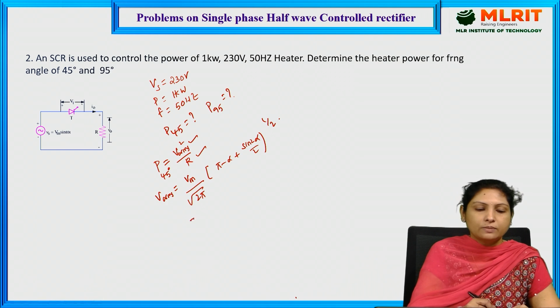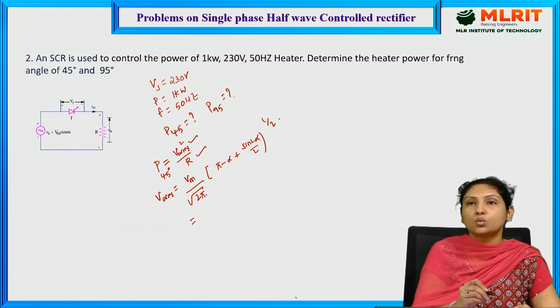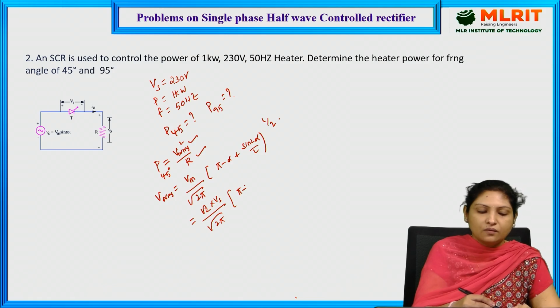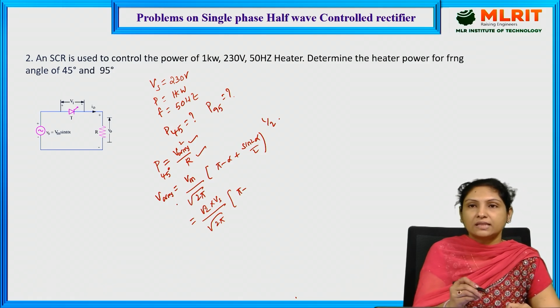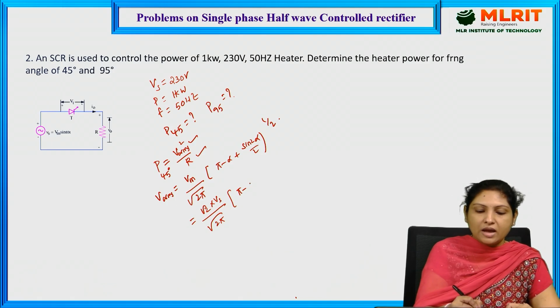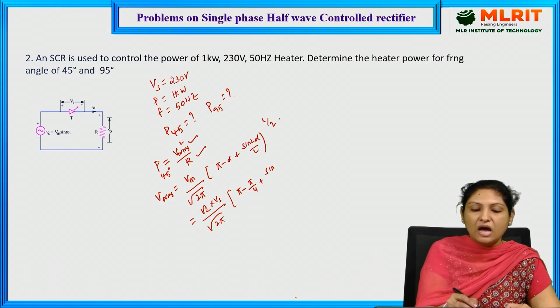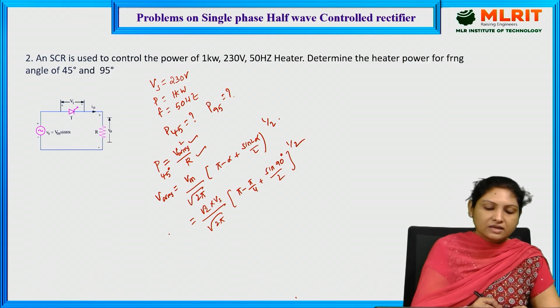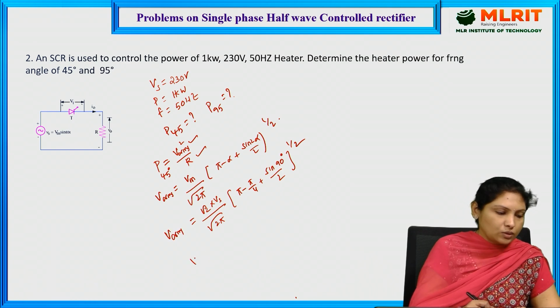Here Vm is equal to root 2 Vs. This is single phase, so V0 RMS is root 2 Vs by root 2 into (pi minus alpha plus sin 2 alpha by 2) whole to the power of 1 by 2, where alpha is equal to 45 degrees. We can write alpha in terms of pi as pi by 4, plus sin 2 into 45 degrees, which is sin 90 degrees by 2, whole to the power of 1 by 2. In that case, V0 RMS value will be about 155 volts.